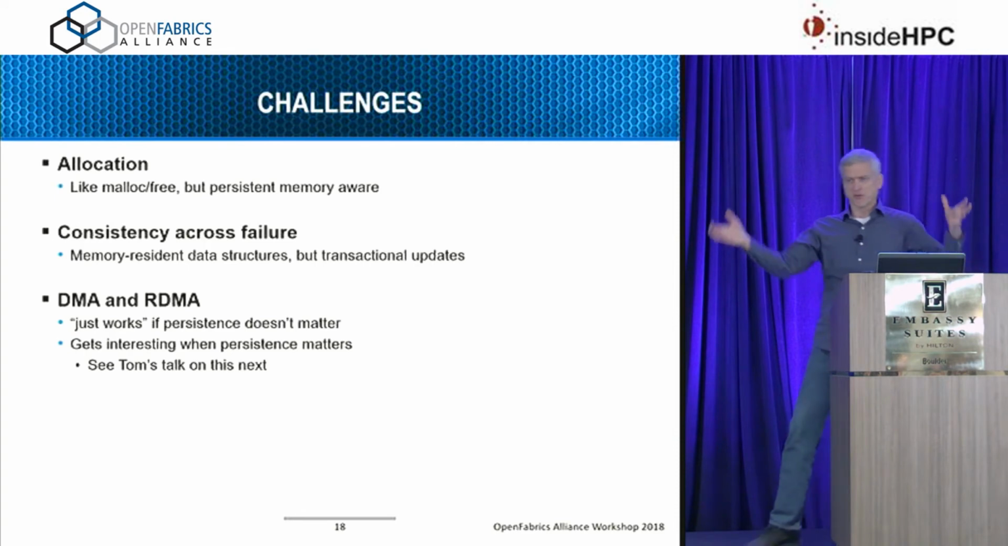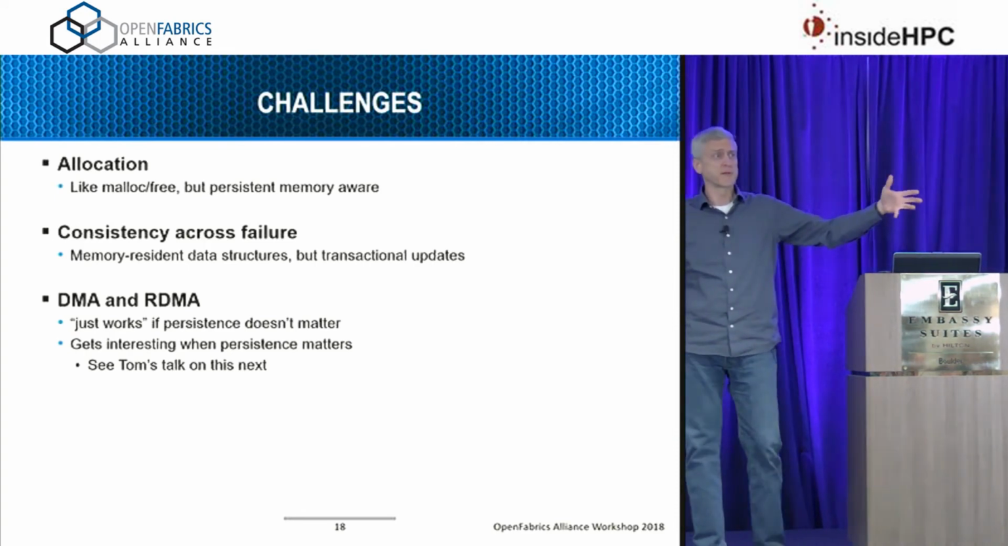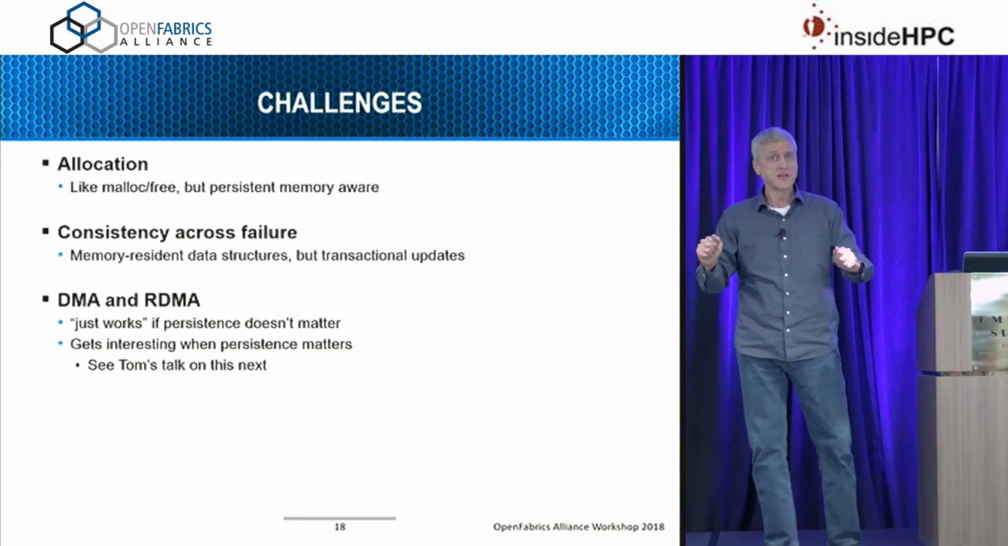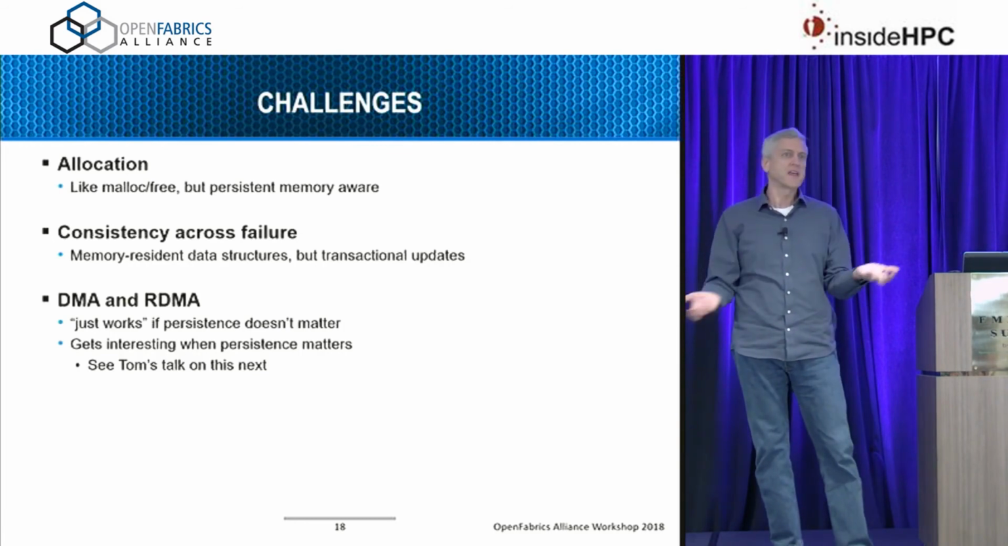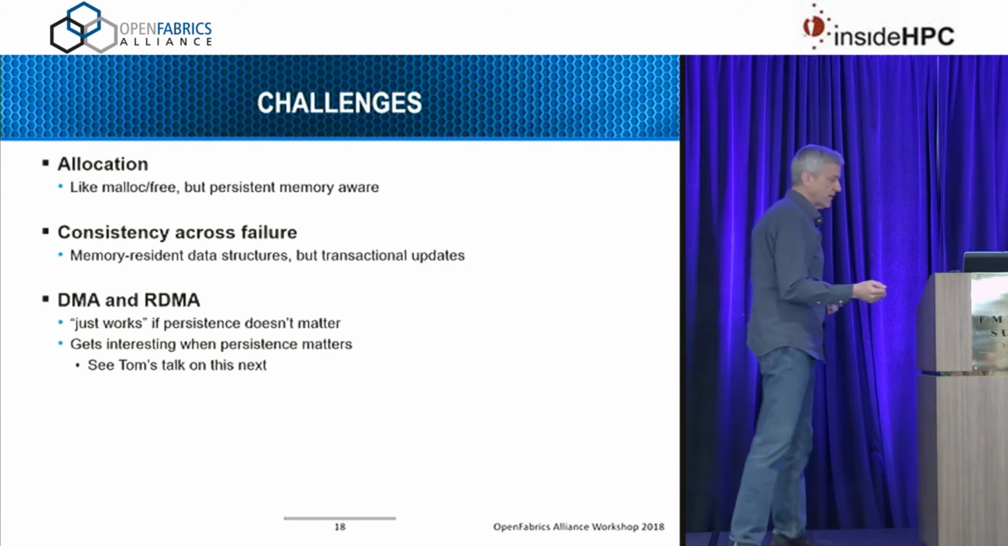If you build a big hash table or a big tree or something like that, you want to be able to make changes to it. And then if you crash or if your machine crashes, you want to come back and just reconnect it, roll back any half-done changes, and keep going.